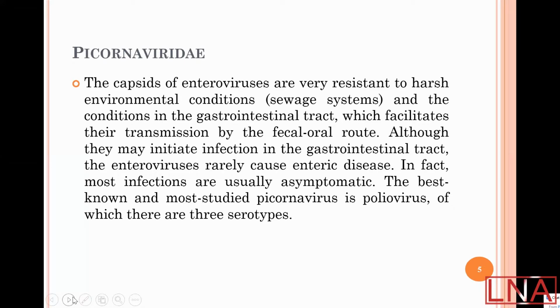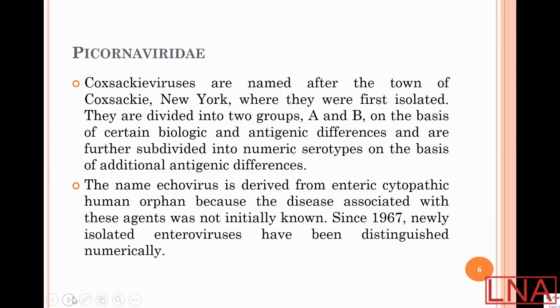The best known and most studied picornavirus is poliovirus, which causes polio infections, epidemics, incidents, also with paralytic polio. We know about 3 main serotypes of polioviruses, and for polioviruses, all these characteristics fit. Another one, Coxsackie viruses, are named after the town of Coxsackie, New York state, where they were first isolated in the lab. They are divided into 2 big groups, A and B, on the basis of certain biological and antigenic differences, and are further subdivided into many serotypes, as you saw on the previous slide, on the basis of additional antigenic differences. So there are group antigens and typical, specific antigens, I would say.